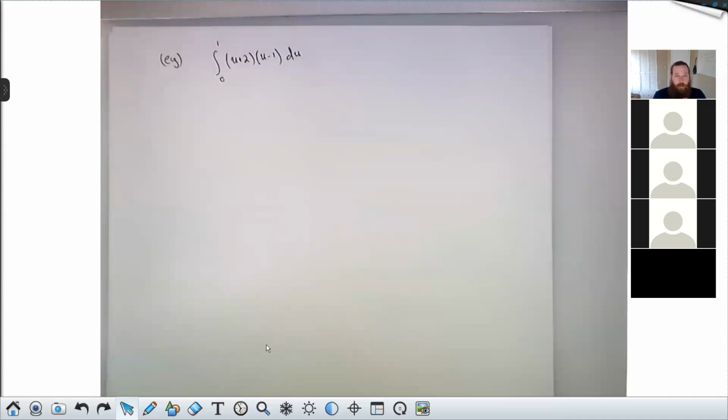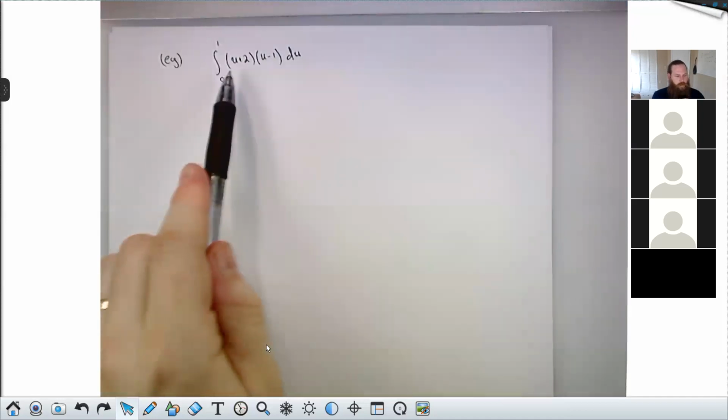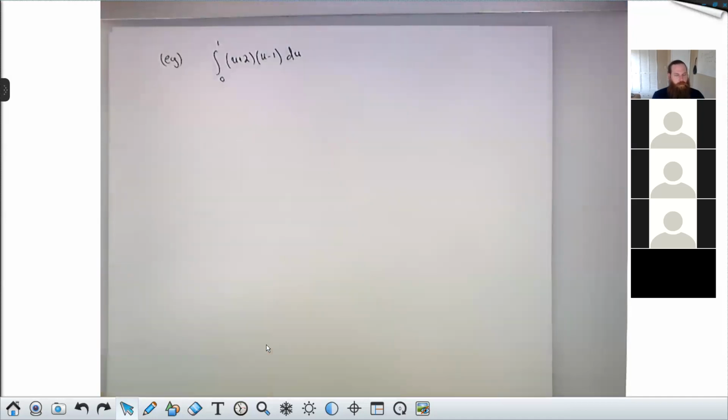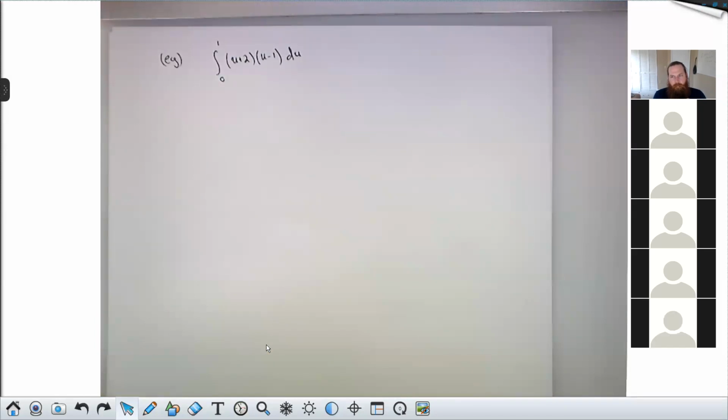If I want to evaluate this integral, I need to find an antiderivative. How can I find an antiderivative for u plus 2 times u minus 1? Who can help me out with that? Think back to your 4.9 homework. Something with factoring? Not so much. Can you simplify it? Yeah, so it's kind of already factored, right?